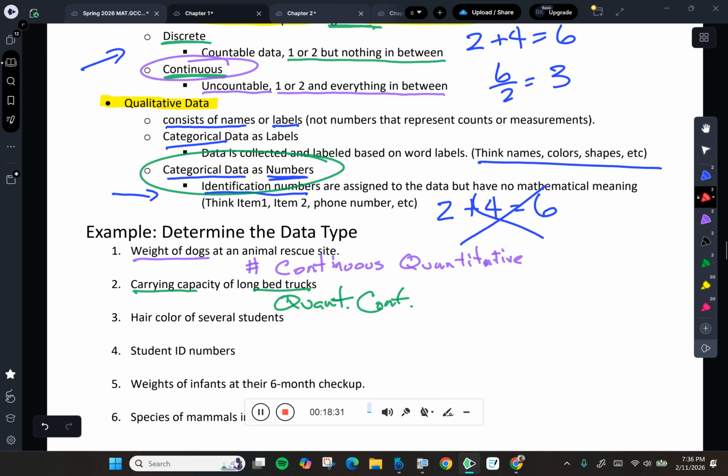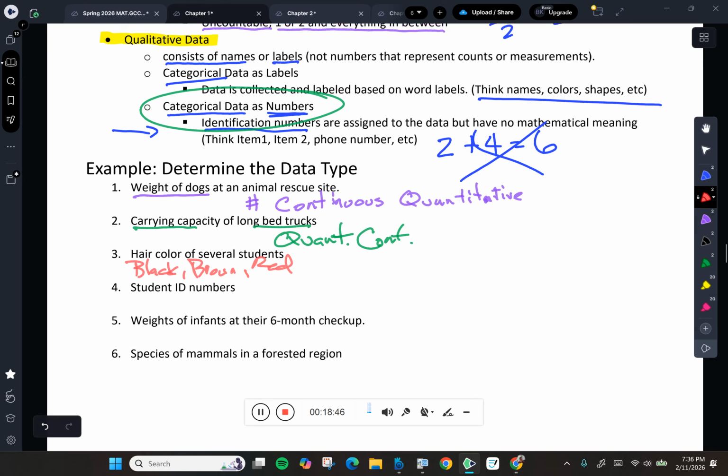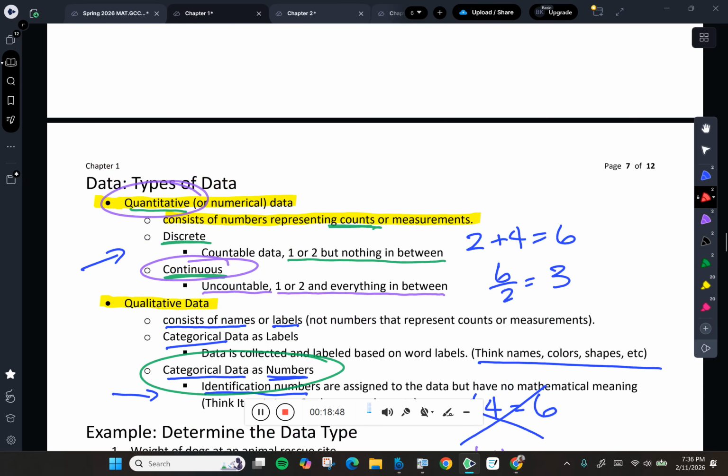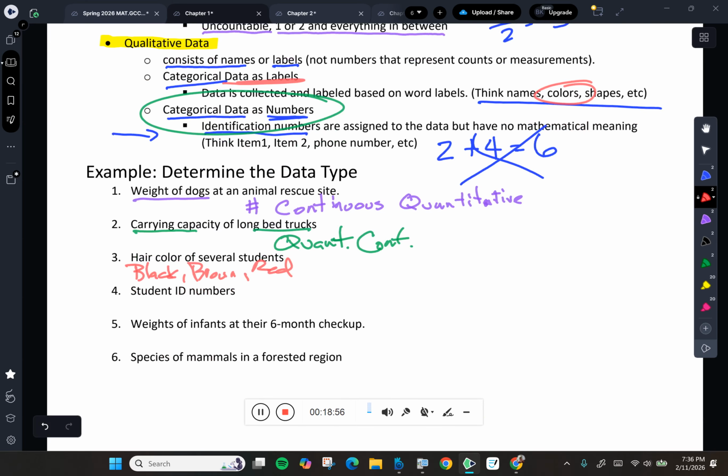Number 3, hair color, several students. Well, what would that data look like? Well, it might be like black, brown, red, whatever color they have. Well, those are definitely not numbers. So they're definitely not quantitative. They must be qualitative. And so they must be data labels, colors. So we're looking at qualitative data here.